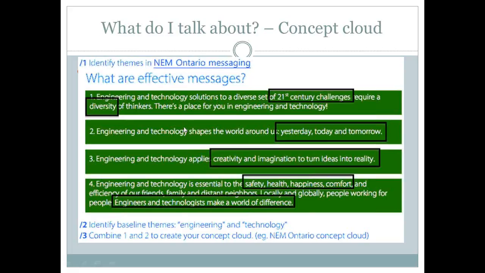and solve these problems. So the second messaging guideline is about shaping the world around us, yesterday, today, and tomorrow. And that's a pretty neat one. It's obvious to most of us, but the world does not look now the way it did 50 years ago, and what are some of the differences, and what are some of the things that have really been game changers, and a lot of them are engineering and technology related. And then what could the future be?